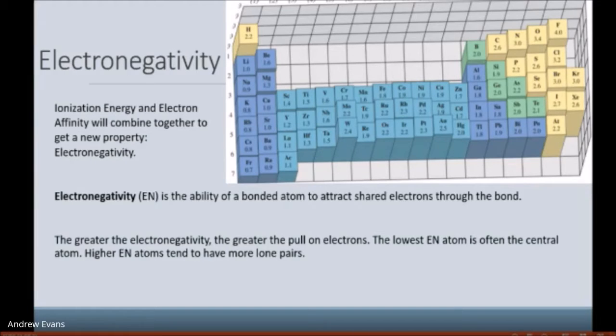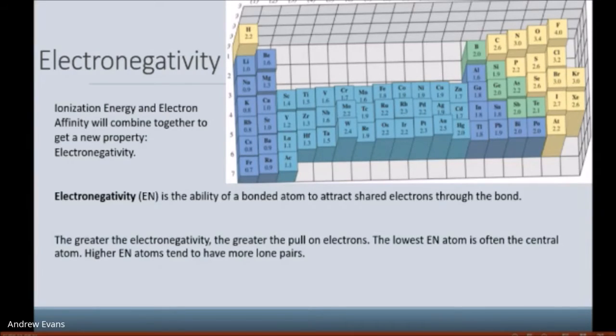But the three ones you really need to pay attention to are nitrogen, oxygen, and fluorine. Those are the big ones. However, chlorine and bromine kind of have an effect. But nitrogen, oxygen, and fluorine are typically the really big ones you need to worry about. Fluorine being the highest. It would rather pull an electron through a bond than share any of its electrons.